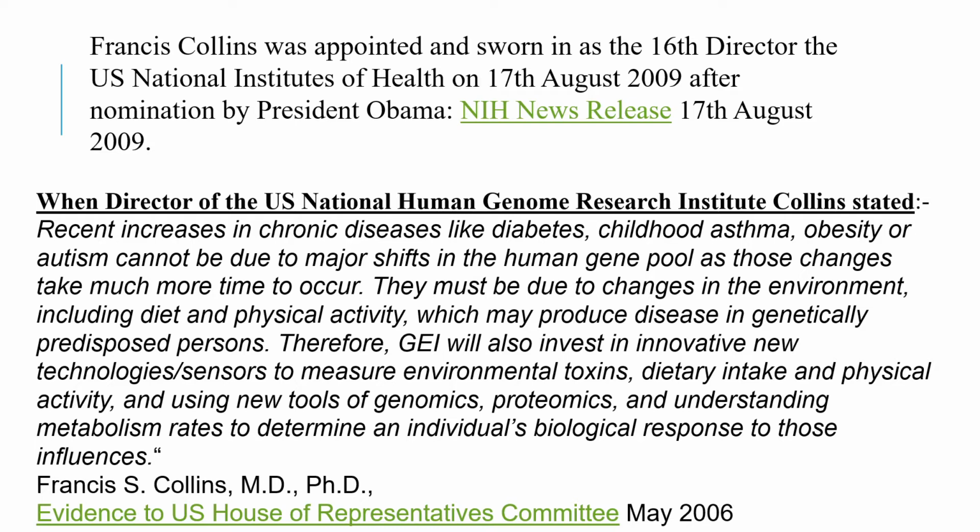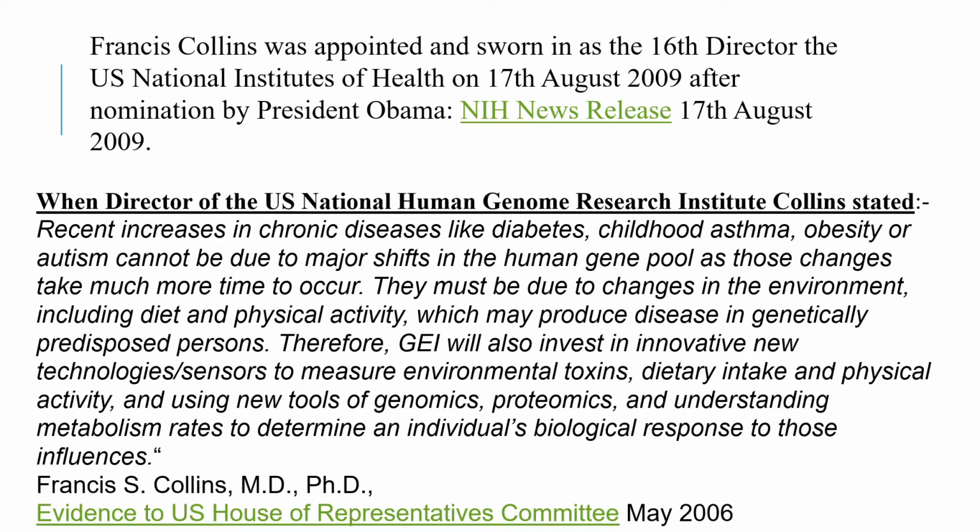I found this quote very interesting, and I wanted to share it with you guys. It is by the director of the United States National Human Genome Research Institute. His name was Francis Collins. He was appointed and sworn in as the 16th director of the National Institutes of Health in 2009, nominated by President Obama. He has a really interesting comment that I want to read to you that was used as evidence to the United States House of Representatives Committee back in 2006. I think it gives us a good foundation on which to build this talk or lecture about genetics. So let me read this for you.